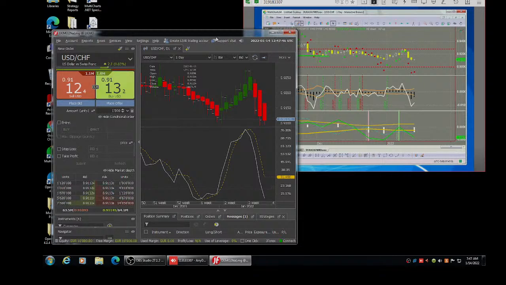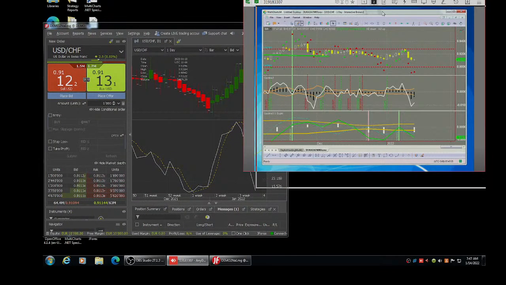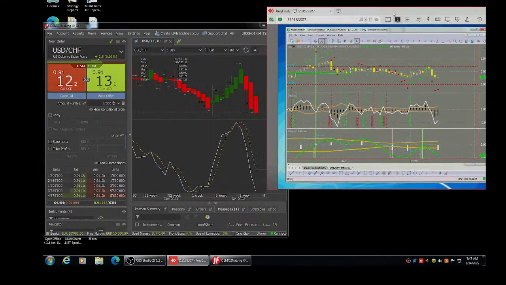Okay, so now we can see that. You can see both charts at the same time. Does that look right? Yeah, it does, doesn't it? I think we're seeing both of them very well. There we are. Let's see how it looks there.